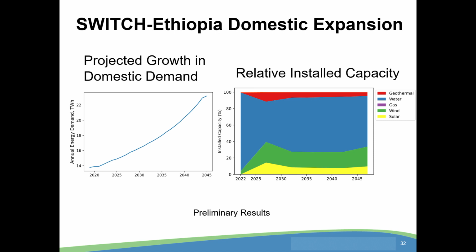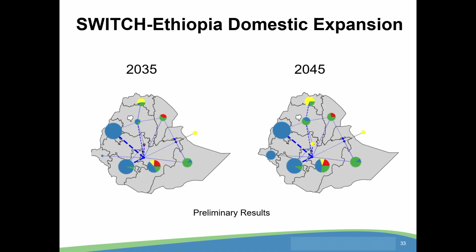We can observe these trends geospatially, plotted on the load zones of Ethiopia here. By 2035, we observe that each load zone will produce more energy, noted by the increased size of every pie chart compared to those plotted on slide 30.